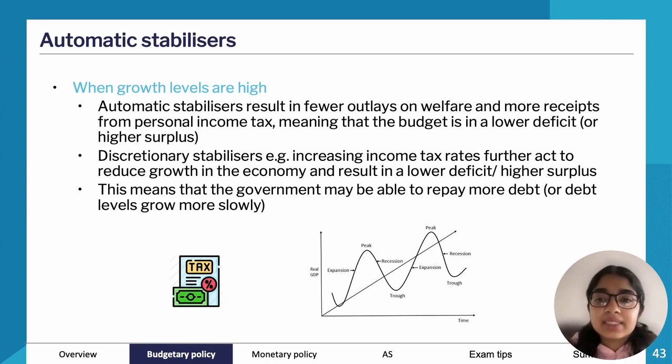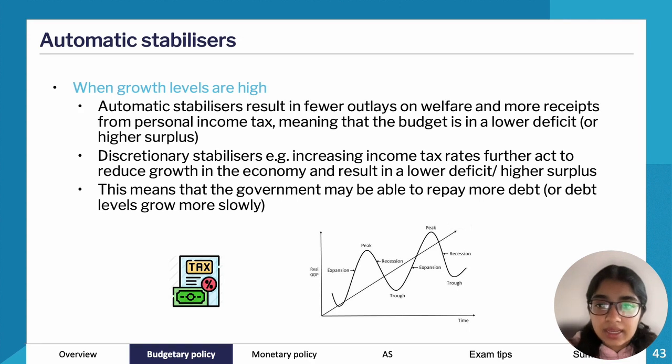Okay, so basically, before we look at examples, the meaning of automatic stabilizers is that without the government doing any deliberate action to change the budget, it automatically changes due to the levels of demand and supply in the economy. So due to the levels of growth in the economy. So let's look at an example now.